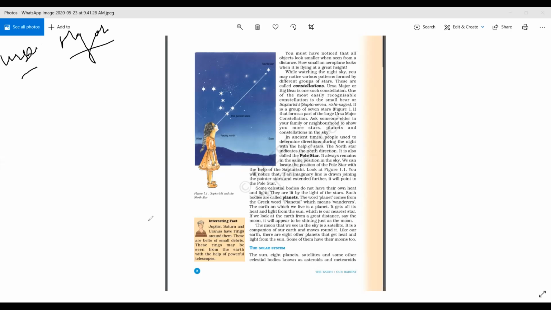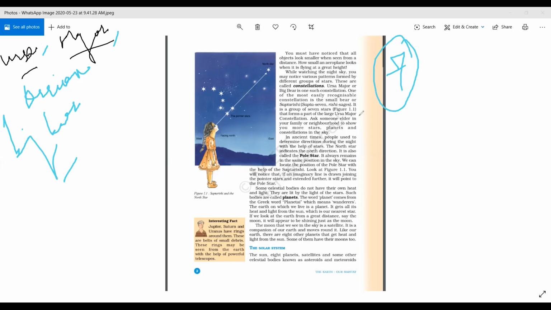This constellation, the Ursa Major constellation, then the Orion, then what else? The Big Bear. Now see, we have a constellation made up of seven stars. Seven stars. We have a constellation that is known as the Saptarishi, I think.